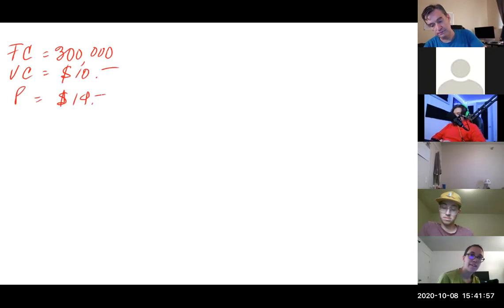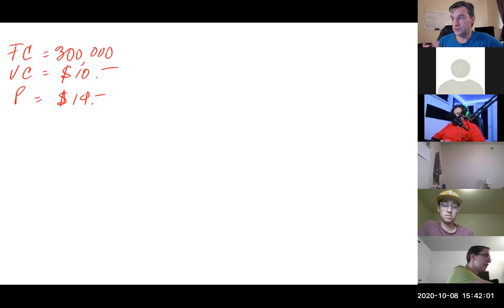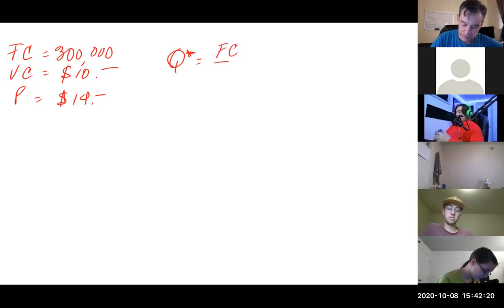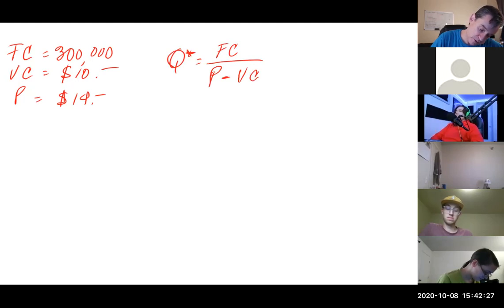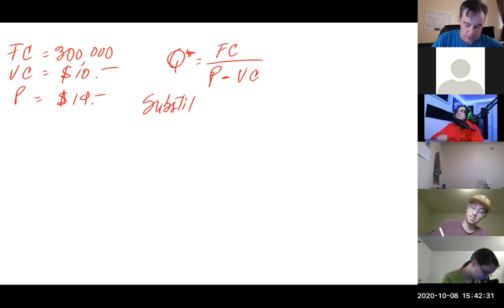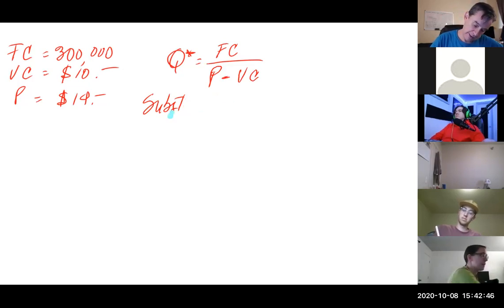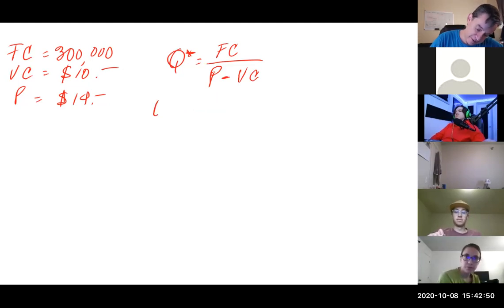Now, what do you do? The first thing is to try to figure out where you don't lose, you don't win. That's the break-even point. So the formula: the optimal quantity equals fixed cost divided by price minus variable cost. Using the formula, by substitution.